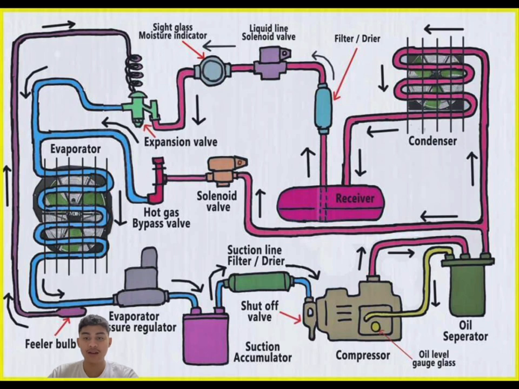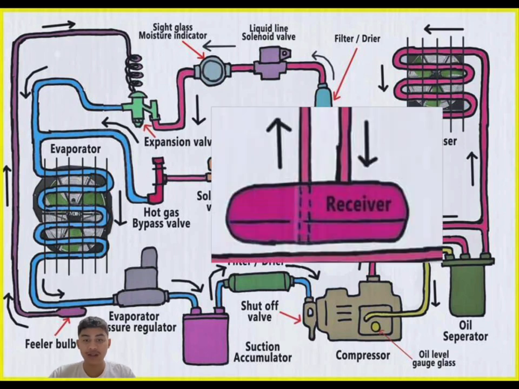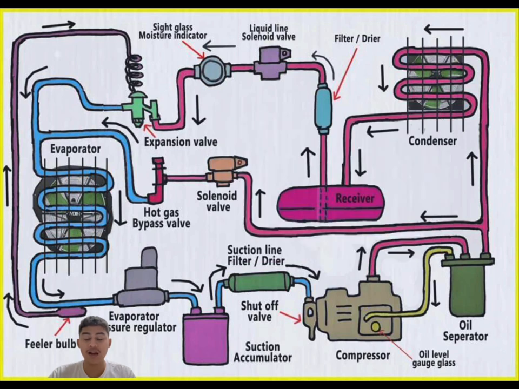Next, we have the receiver. It stores liquid refrigerant from the condenser. Why? To maintain a constant supply to the expansion device and allow for system servicing.